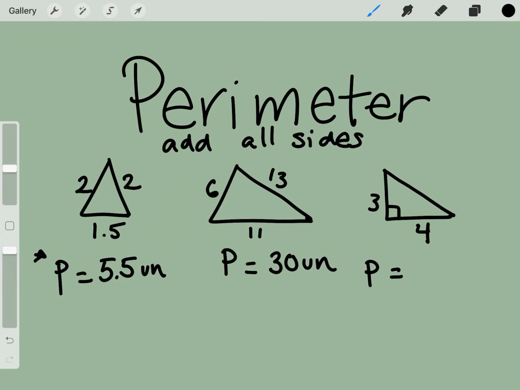Right, we don't know that other side, but it is a right triangle, so we're able to use the Pythagorean theorem or our memory of those special triangles. There's some special Pythagorean triples to find that missing side. So what is the third side that we're missing in this situation?